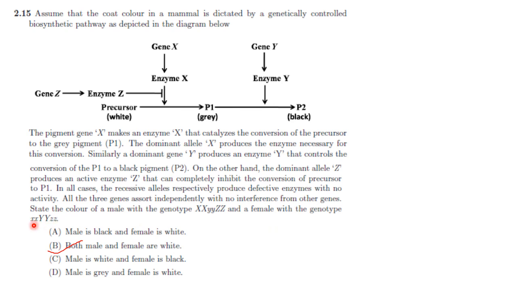And the female with genotype small x, capital Y, small z. The female with this particular genotype, that is small x, will not be able to convert the precursor to P1. Y will convert P1 to P2, but since the precursor is not converting into P1 itself, P1 is absent for Y to act and produce the P2 color. So the female genotype also will be white only. So the answer is option B. Both male and female are white.